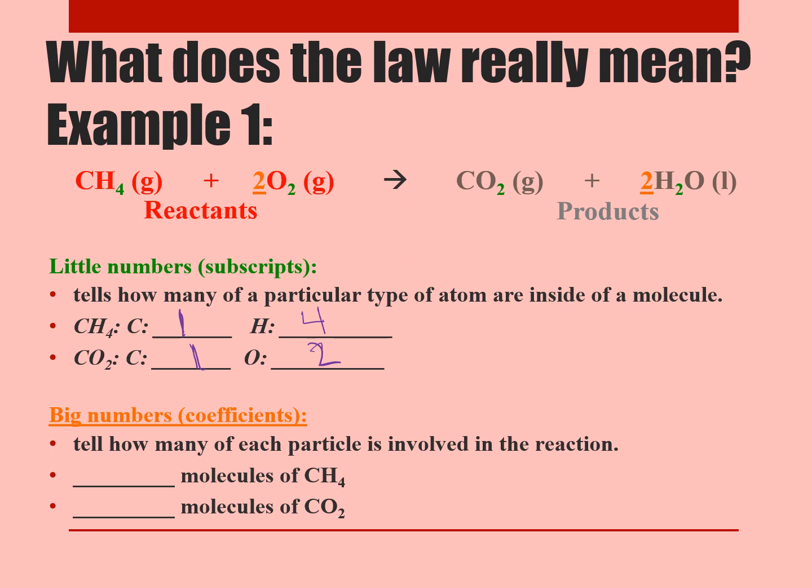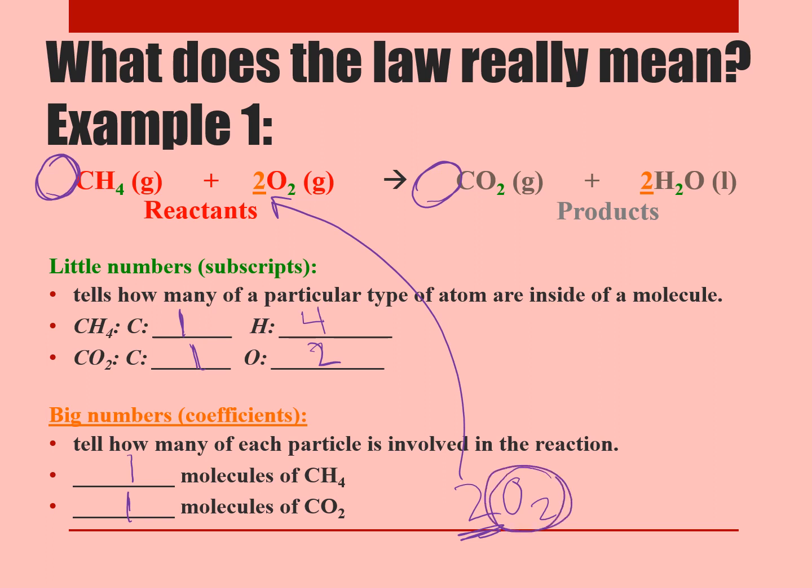So these coefficients tell me how many particles of each one I have in a reaction. Just like with the subscripts, if I don't see a number, it is an understood one. Because I do not see a coefficient, it is an understood one. In CO2, it would also be an understood one. If I asked you about O2, it would have a 2, which means I would have 2 of these oxygen molecules floating around for every one of these CH4 molecules.